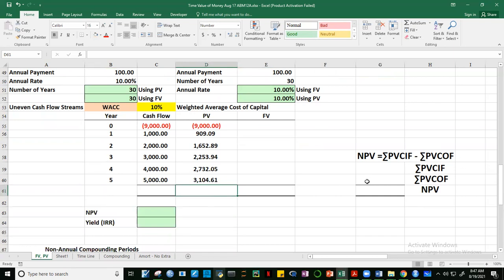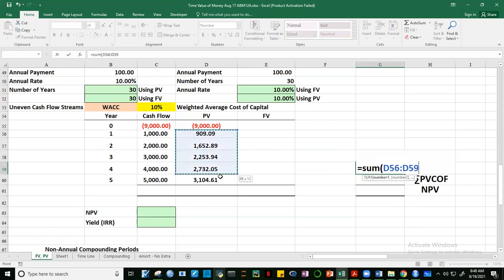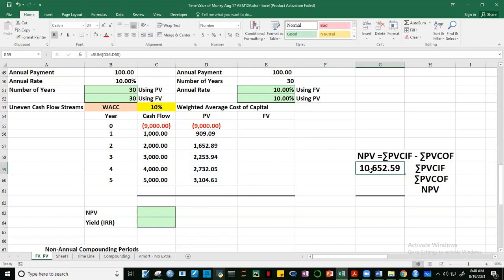Now, meron tayo ditong tinatawag na NPV, Net Present Value. And the formula of the net present value is the sum of the present value of your cash inflows minus the sum of the present value of your cash outflows. Okay, so take note, present value ng cash inflows at saka present value ng cash outflows. In our case, the present value of your cash inflows, ito, no? Ito yung mga cash inflows natin. Positive siya. If we sum this up, is equal to sum. Yan. So that's 10,652.59.